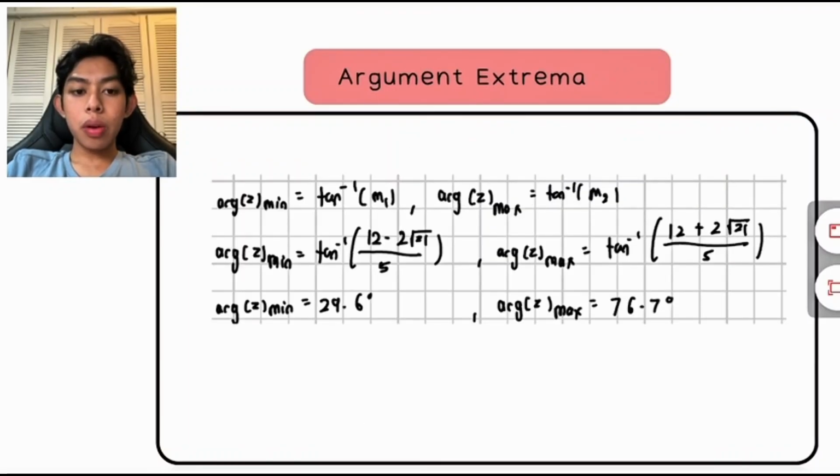And then for the last one, we find the argument of z, where it's the inverse tangent of the minimum and the maximum, where the minimum I got 29.6 and maximum 76.7.